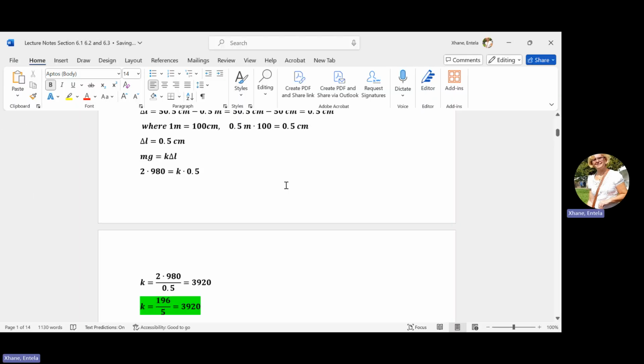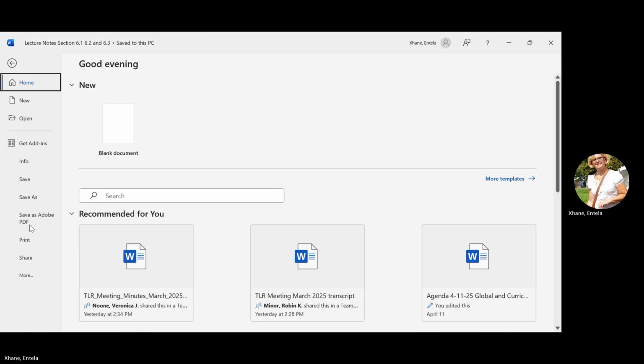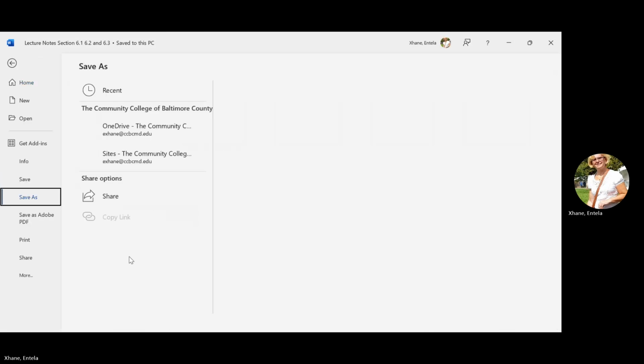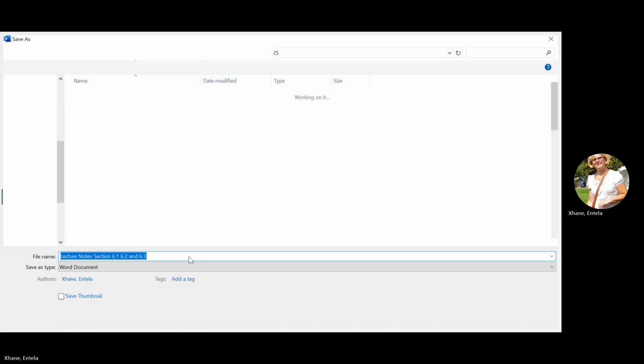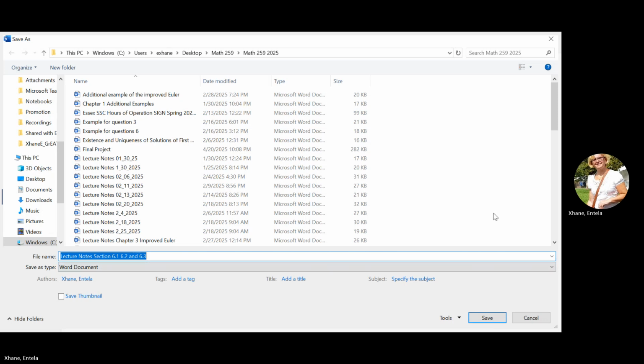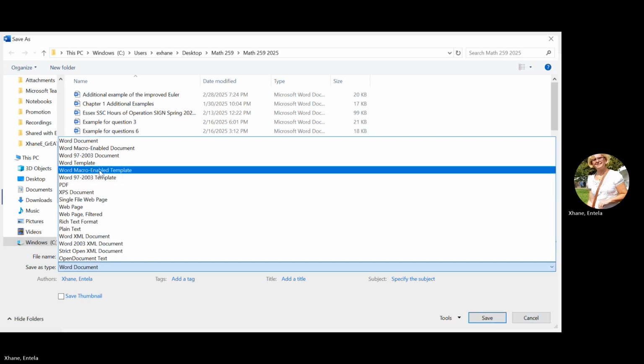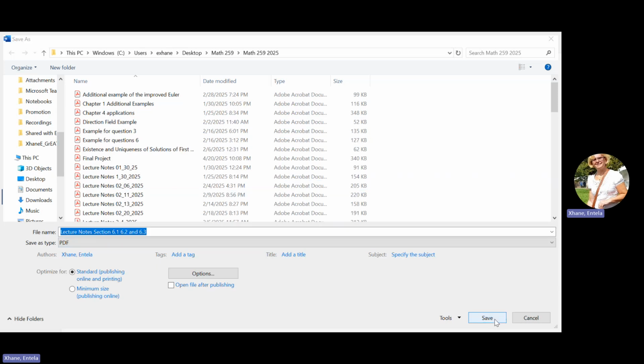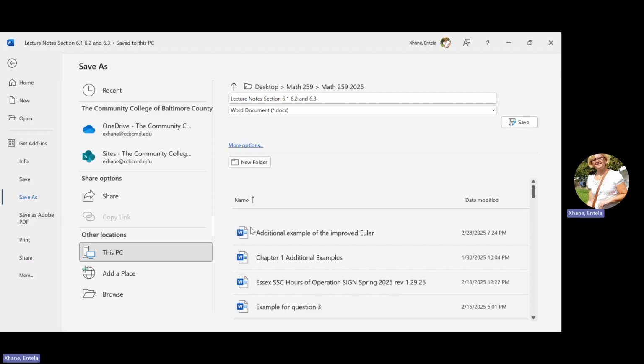And then I can place the updated version of it in Brightspace. I have to save this as a PDF before I upload it.